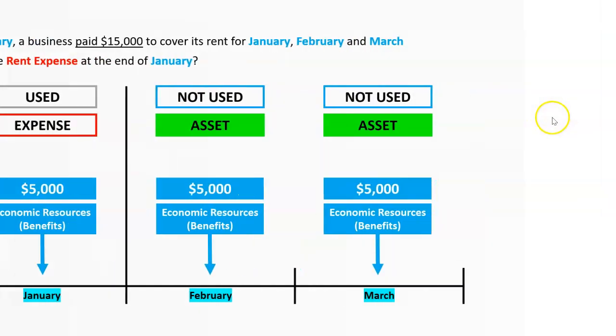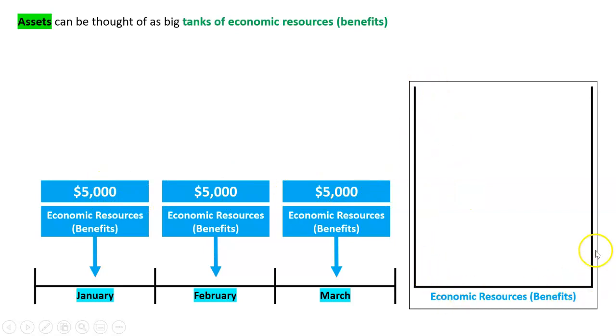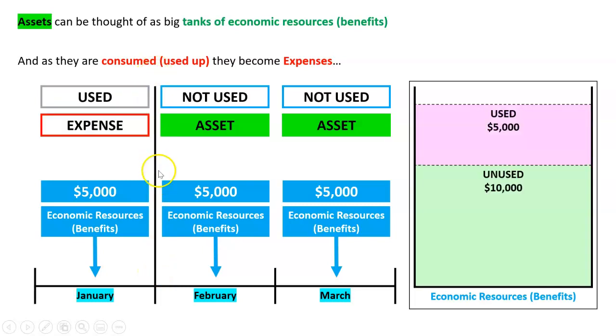And a good way to think about this is to use the taxi and the petrol. Why don't you think of assets as big tanks of economic resources or benefits? So looking at the example we just did, the minute I paid that rent all in one go for 3 months, I got a big tank of economic resources. At the beginning, let's say the actual day I paid them, I hadn't used any of them. So that just means all the economic benefits are assets. And then as a month goes by to January, as they're consumed, they become expenses. So let's say at the end of January, draw a line, that's gone, used up. So now I've used up $5,000, that's an expense, but I've still got $10,000 of economic benefits that are unused.